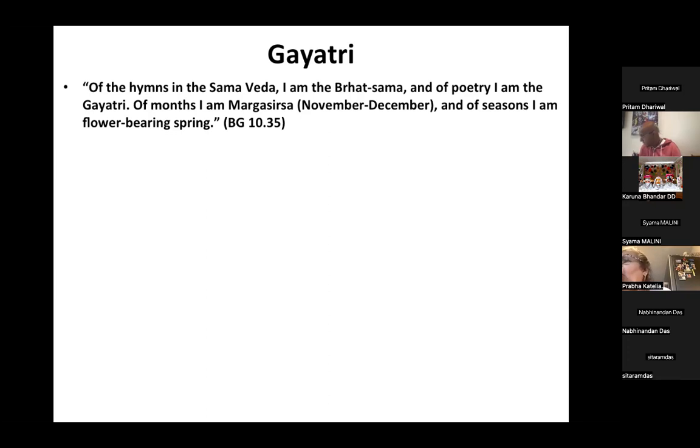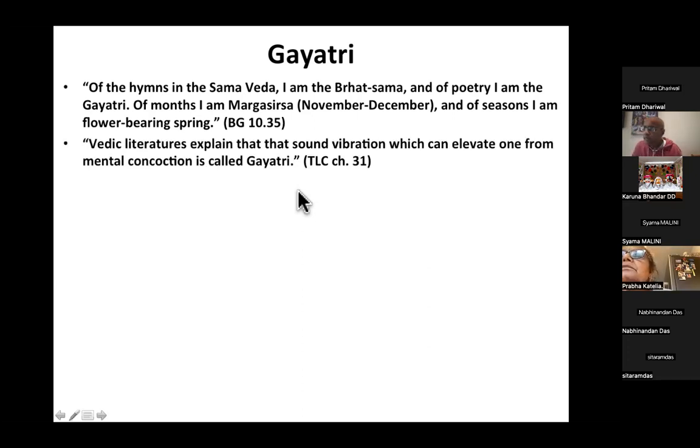Of the hymns in the Samaveda, I am the Brihat Psalm, and of poetry, I am the Gayatri. Of months, I am Margashirsha, November-December, and of seasons, I am flower-bearing spring. This is verse 35 from Bhagavad Gita, chapter 10.